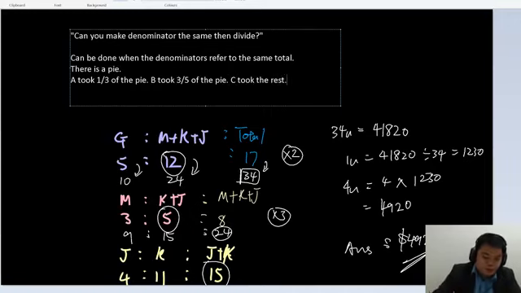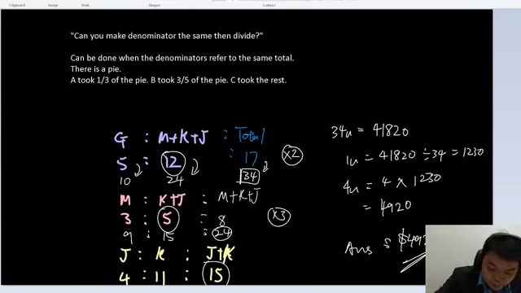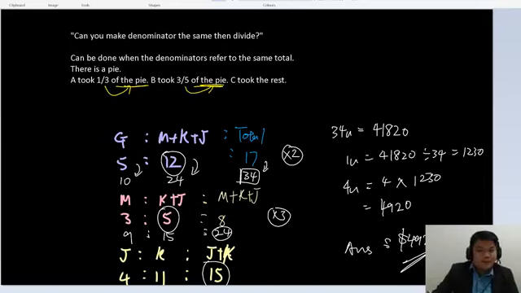This one you can make the same because you see that over here the denominators are referring to the entire pie. So that is when you can make the denominator the same. Okay? This is a very good question.